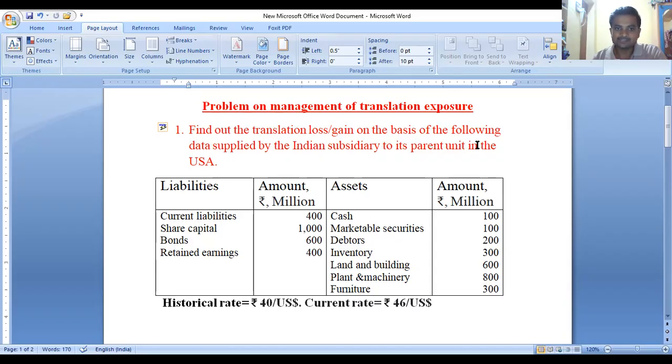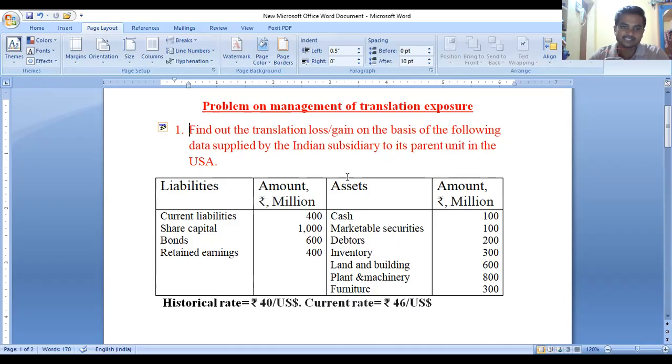Below is the balance sheet prepared by the Indian subsidiary company. The subsidiary company submits this balance sheet to its parent company. So the USA company has to report the Indian value in rupees in the form of dollars, by using the different methods of translation exposure for management purposes.